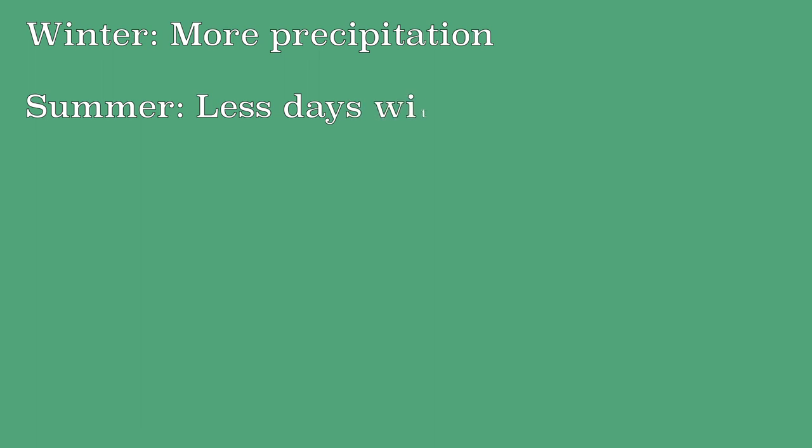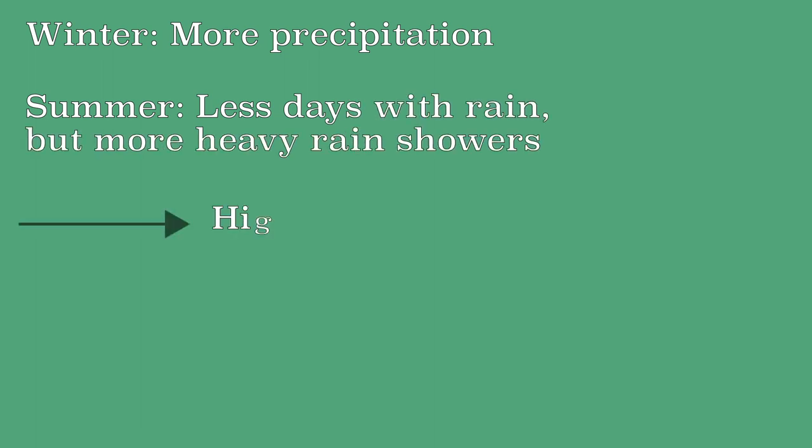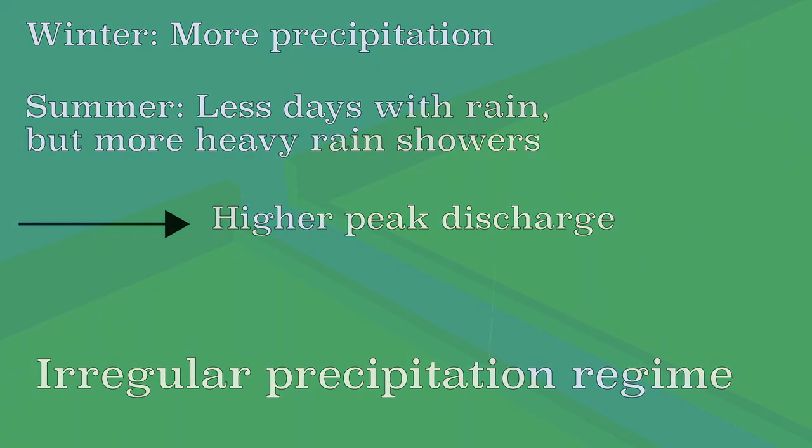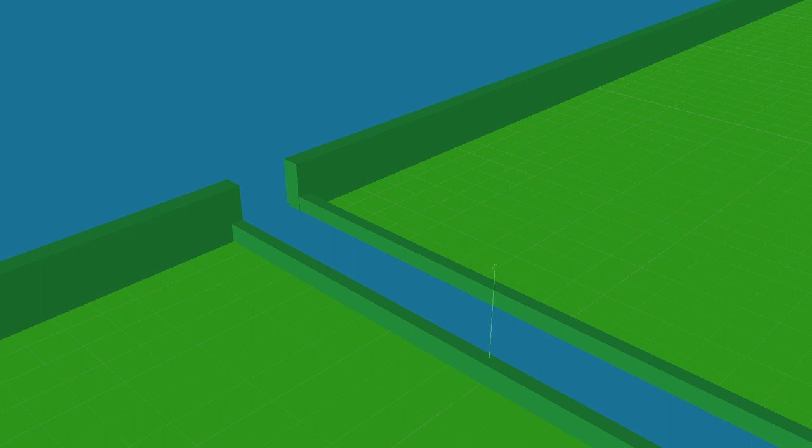In the summer, it will rain less often, but when it starts to rain, there will be much more rainfall per rain shower, so that the peak discharge can also become high. In short, the precipitation regime is also becoming more irregular. This means that the precipitation distribution changes due to climate change.